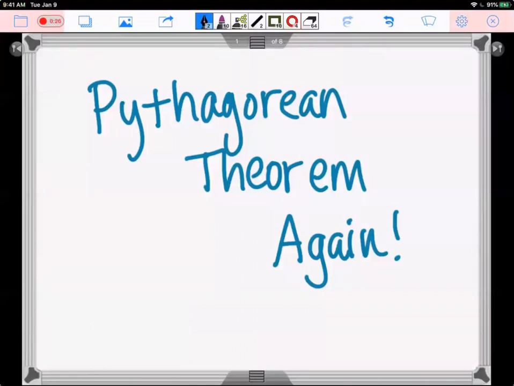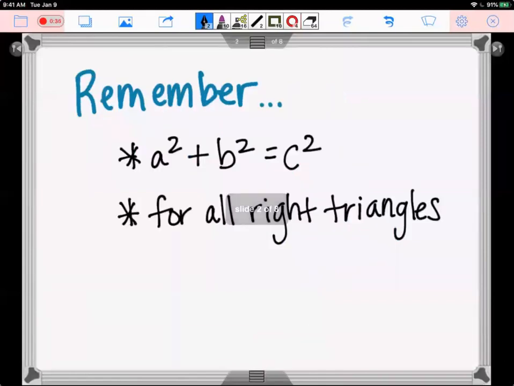That's the Pythagorean theorem. We took a quiz on it. Most of you did really, really well. So we're just taking it to the next level. So here's the Pythagorean theorem. Remember, it is a squared plus b squared equals c squared for all right triangles.